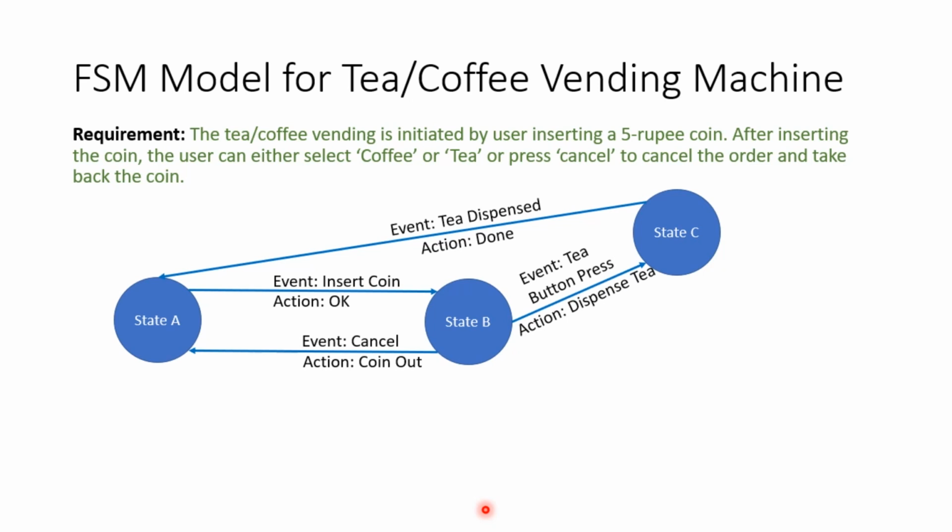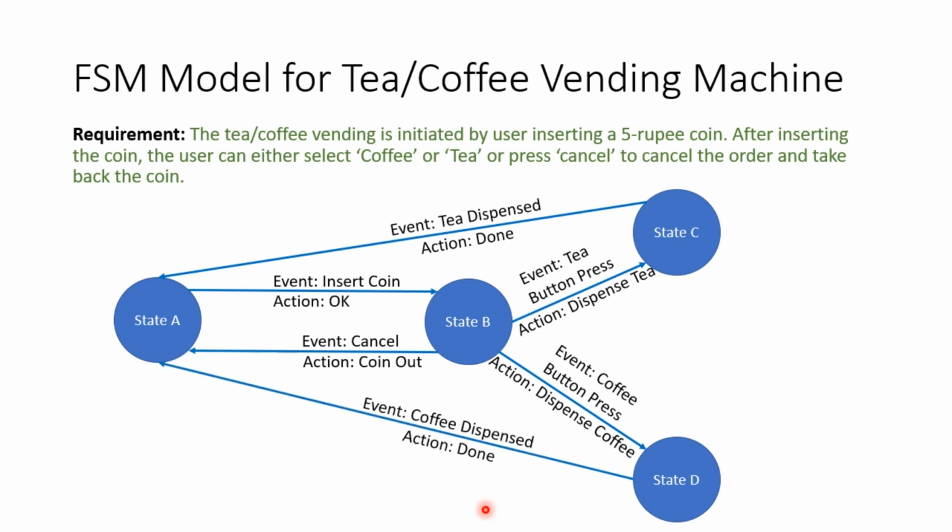So you have inserted a coin, you have pressed tea, now the tea is dispensed. Now I should go back to wait for a coin, because the system should not be allowed to dispense another tea without another coin. So I should come back to the wait for a coin state. It's very straightforward. At state B, if you have an event of coffee button press, then you have to dispense coffee, so you'll be going to the coffee state, that is state D, which says you dispense coffee, and once the coffee is dispensed, you have to go back to the wait for the coin state.